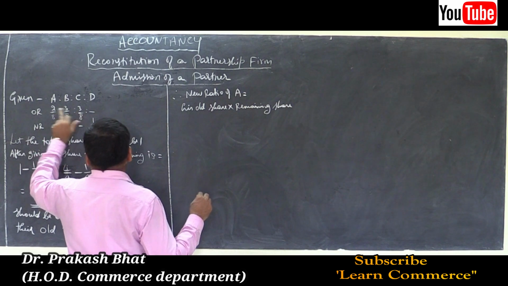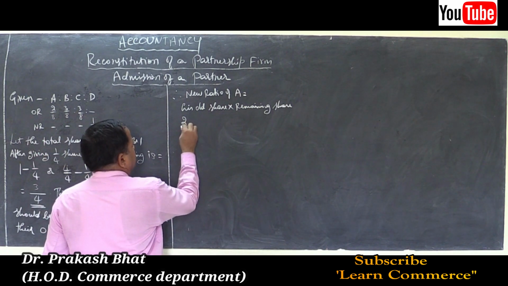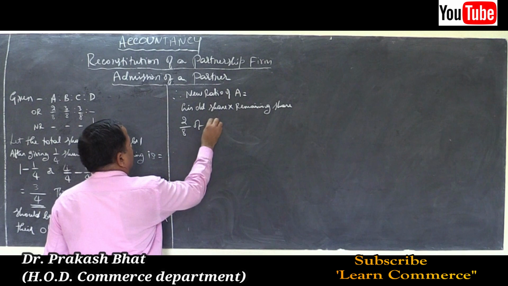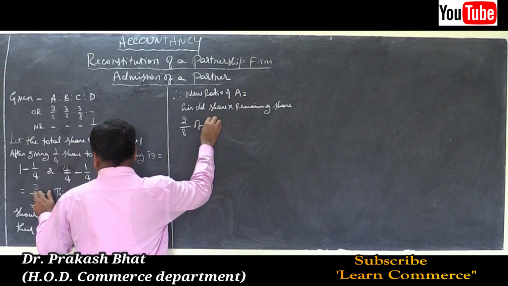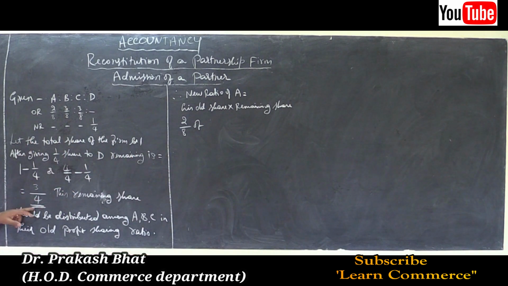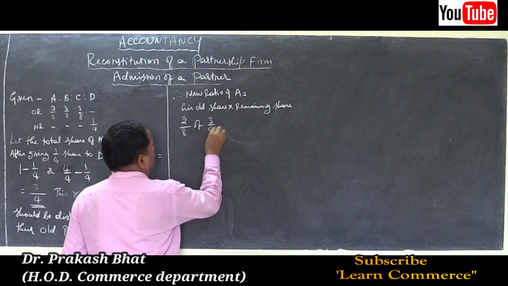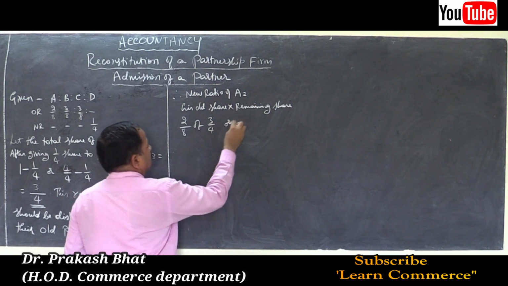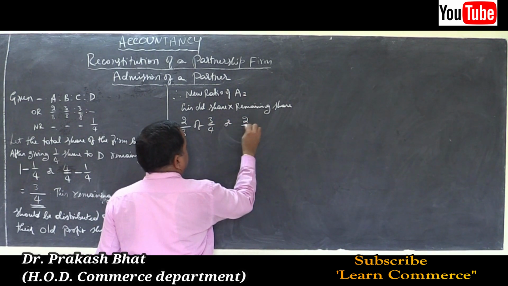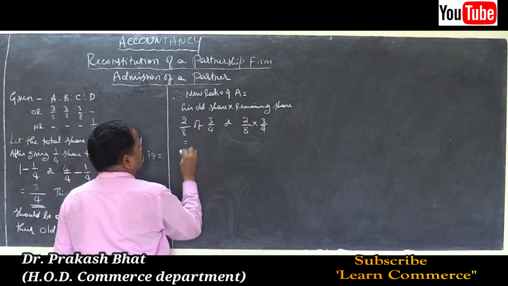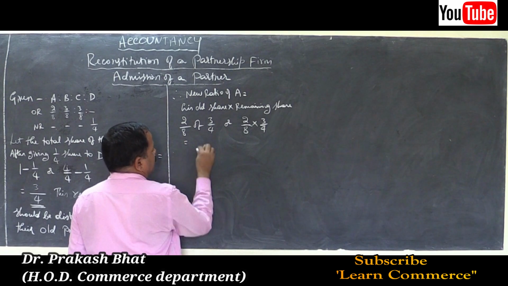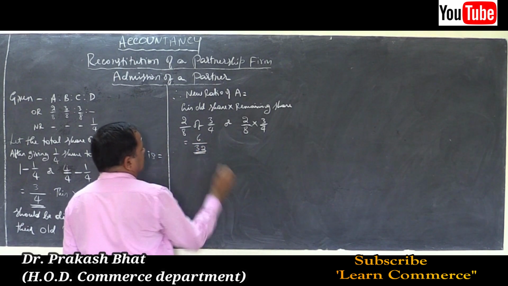2 plus 3 plus 3, 8. 2/8 of the remaining share. How much is the remaining share? 3/4. 3/4 is the remaining share. So, 2/8 into 3/4 is equal to 6/32. Straight away multiply, 6/32.